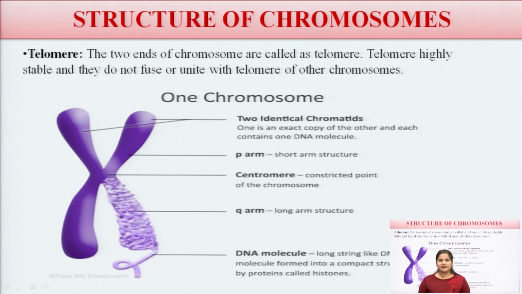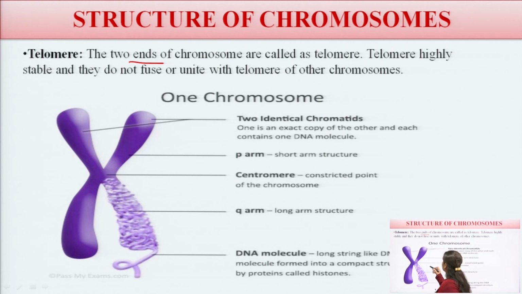Now, the last one is the telomere. The two ends of the chromosomes are known as telomeres. These telomeres are highly stable, and they do not fuse or unite with the telomeres of other chromosomes. Okay, so here is the structure of a chromosome.